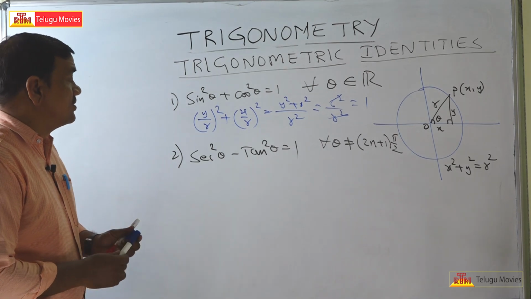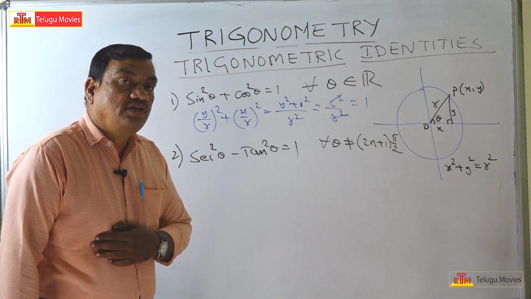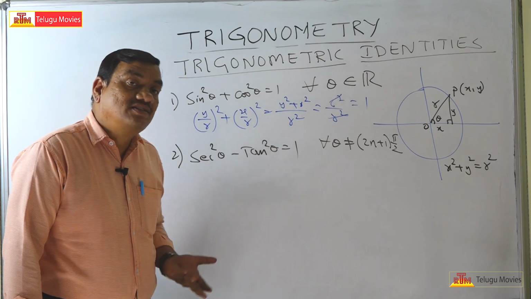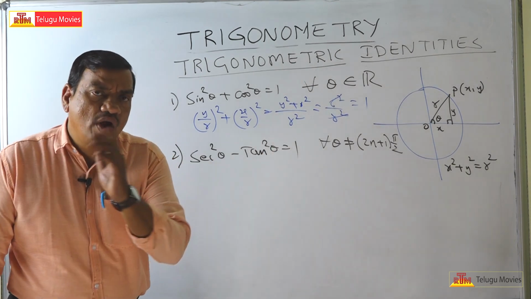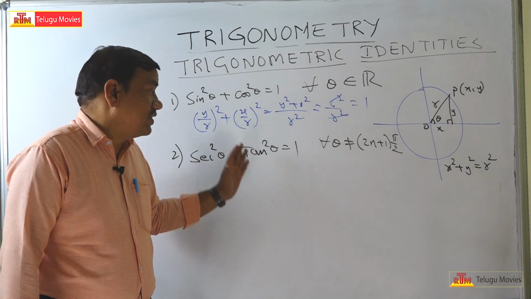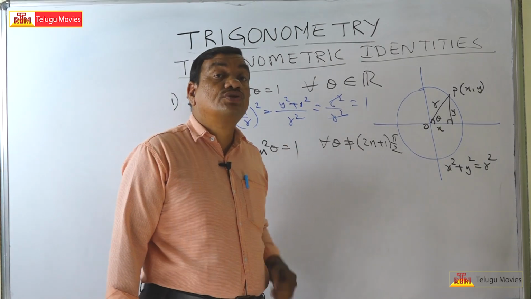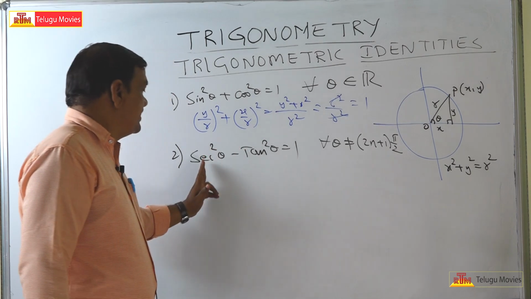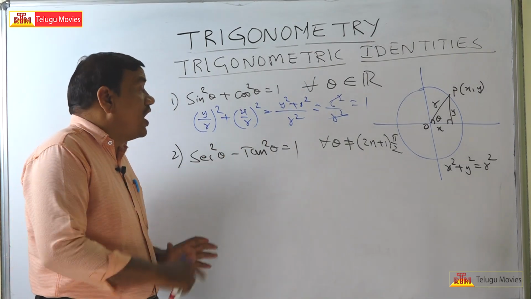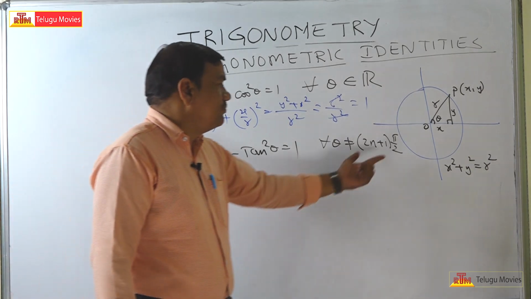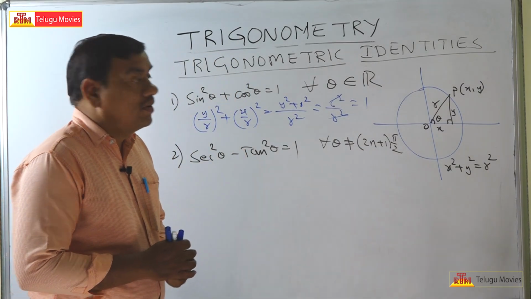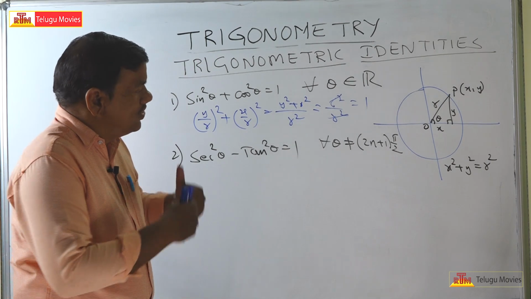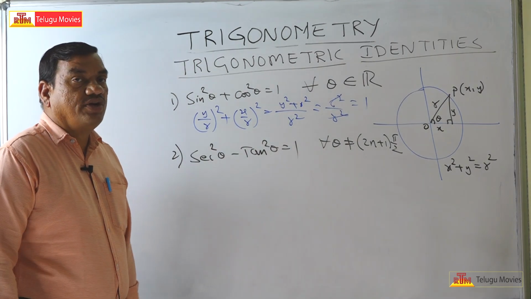If anybody asks you, what is secant square theta minus tan square theta? 1, sir. Sir, if theta is equal to 90 degrees, what happens? Tan 90 is not defined, so how can it be here? Then you have to say immediately, sir, secant square theta minus tan square theta is equal to 1, where theta does not belong to (2n plus 1) pi by 2. Why? The domain of secant theta and the domain of tan theta are both the same, and you have to take their intersection, which is obviously the same, except odd multiples of pi by 2. For all other values, secant square theta minus tan square theta is equal to 1.